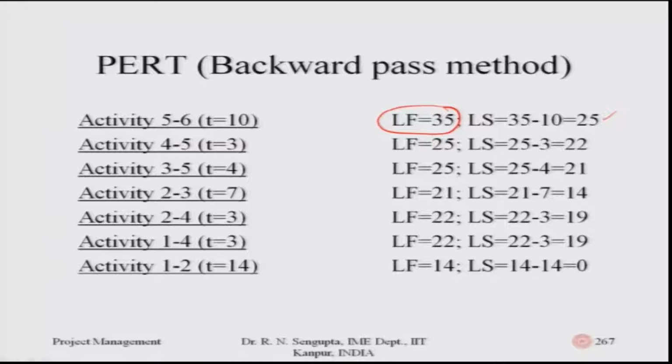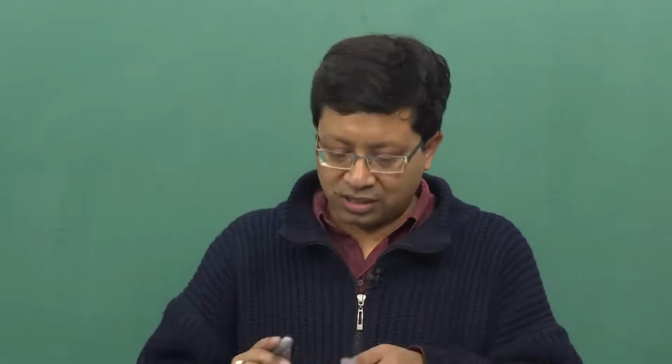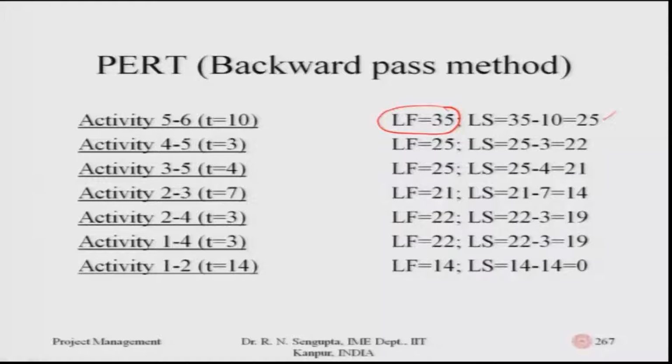Now, for the activity 4-5, you will ask yourself the question: 4-5 can end only once the job 5-6 has started. Let us put it another way, 5-6 cannot start unless 4-5 ends. So, obviously, the ending and the starting of 4-5 and 5-6 should be timed accordingly. So, the late finish for 4-5 can be only 25, which is coming from here, and if I want to find out the late start for the 4-5 activity, it would be 25 minus 3, where 3 is the number of days, which is 22. So, note it down, 22, and do the calculation.